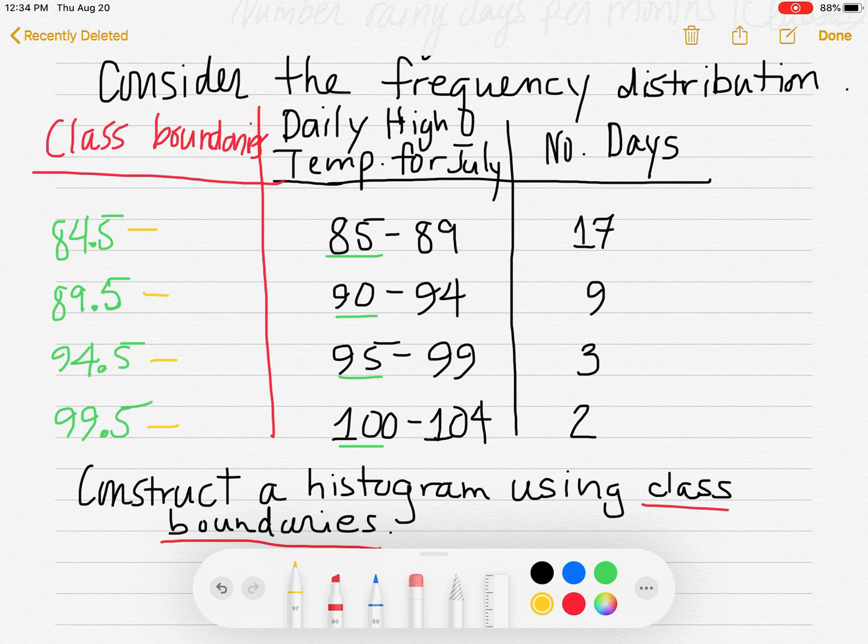So for the upper boundaries, let's see, we're going to use blue. So you're going to add 0.5, you're going to have 89.5. And for the next one, you add 0.5, 94.5. And for the next one, 99.5. And for the next one, 104.5.